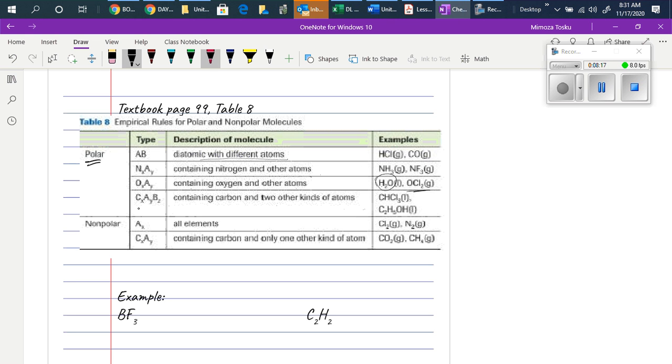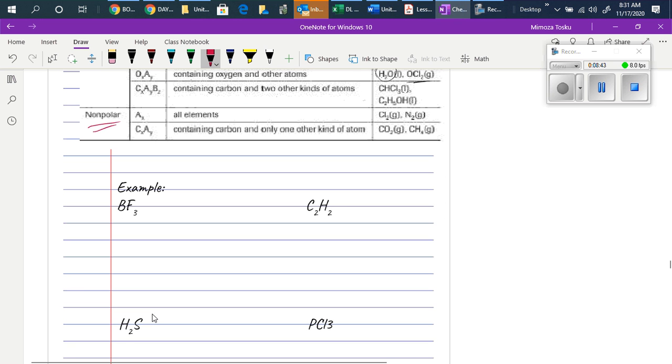But when we have a non-polar, then we have all the polyatomic elements, like gases, as we have said, hydrogen gas, oxygen gas, fluorine gas, and so on. And then carbon that is connected with 4 atoms of the same type. So let's take a look now at those examples that are here. So the first one is boron trifluoride.